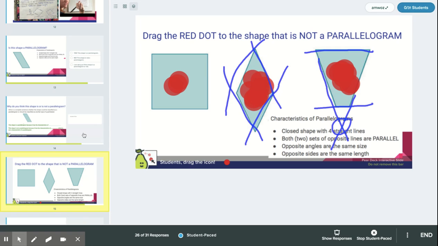Again, we're going to go over a flow chart today of how we can use simple tricks and tips to figure out what each shape is going to be. But amazing job looking at all these different types of quadrilaterals.